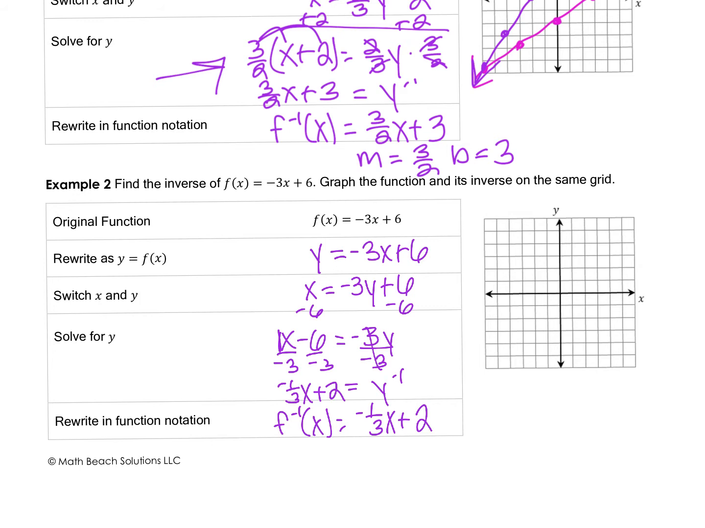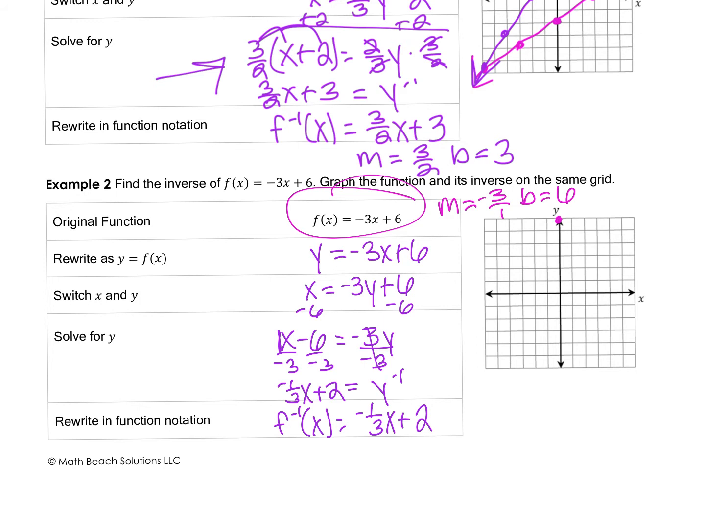So I'm going to start out with my original. It's also linear, so I'm going to use m and b. So m is the slope. In this case, it's negative 3/1. We have to put it in fraction, rise over run. And then the y-intercept, which is your b, is 6. So that's what you begin with. So it crosses the y at 6, at the very top.